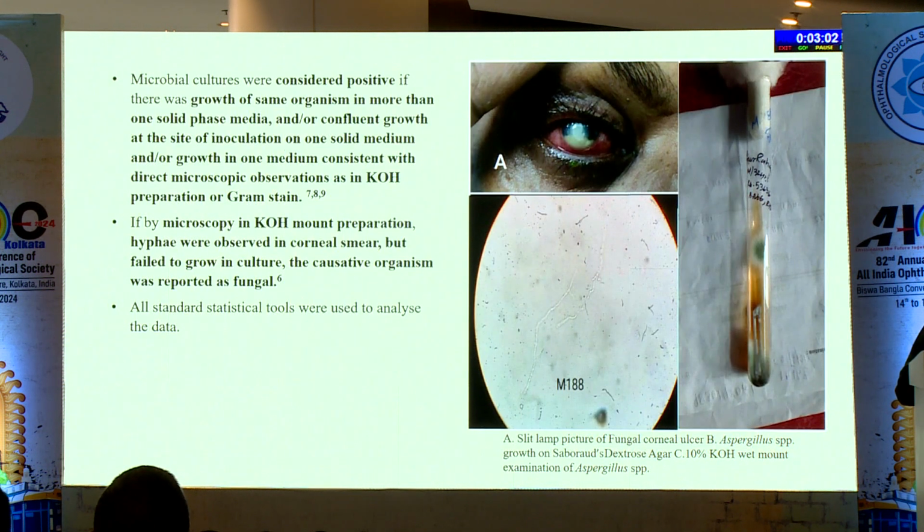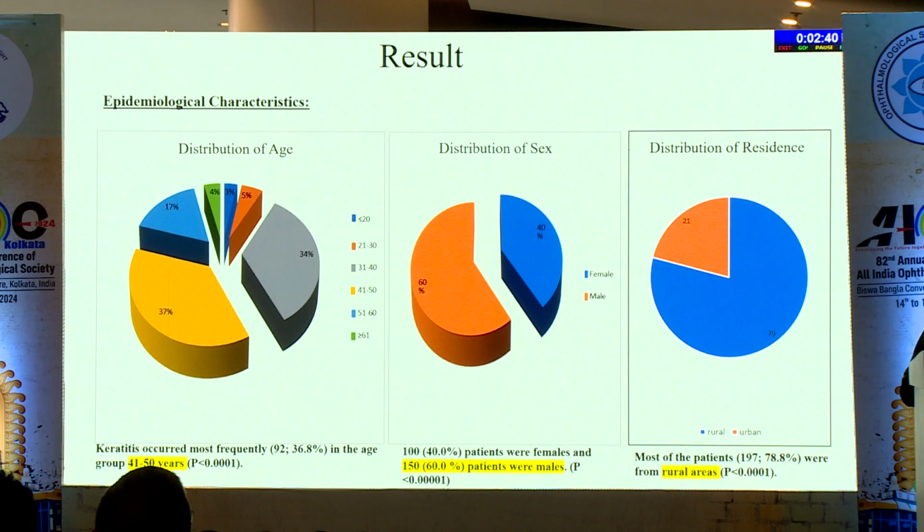Microbial cultures were considered positive if there was growth of the same organism in more than one solid phase media, and/or confluent growth at the site of inoculation on one solid medium, or growth in one medium consistent with direct microscopic observations as in KOH preparation or Gram stain. If by microscopy in KOH, hyphae were observed but failed to grow in culture, then the causative organism was reported as fungal.